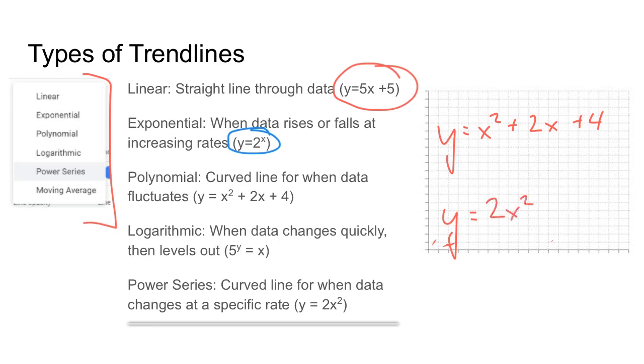And you can see this first part here, those two are very similar. You still have that x squared. And so sometimes you're going to see that a polynomial and a power series will fit your data very well, and they'll both fit it about the same. So just be careful of that. But those are both two types of curved trend lines that show when data changes at a specific rate. And then as the data starts to fluctuate more, we get the polynomial. But these are the main types that you need to be able to recognize and be able to find on Google Sheets. And those are the types that we're going to be using in your activity a little bit later.